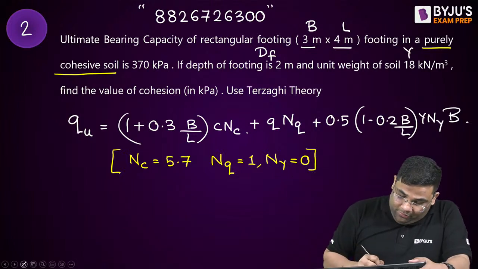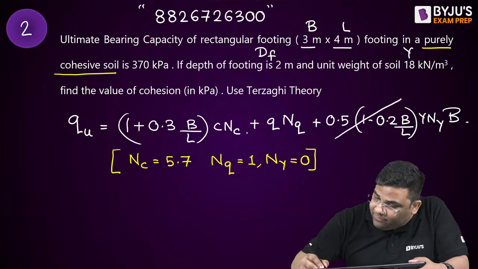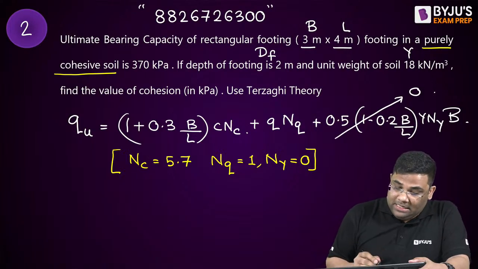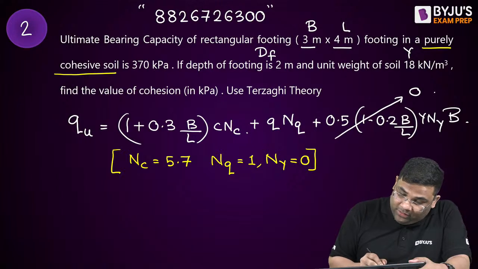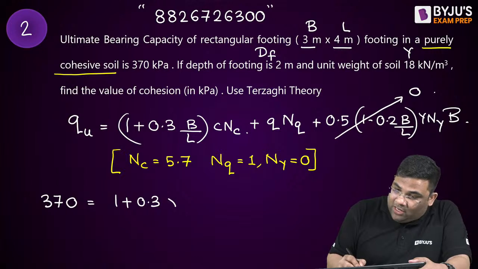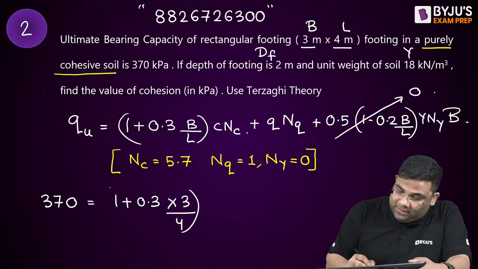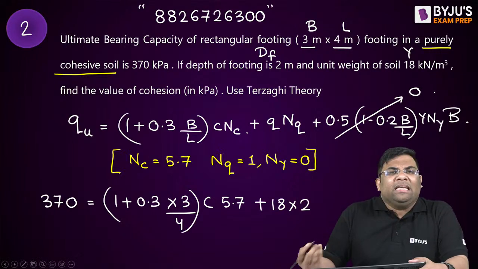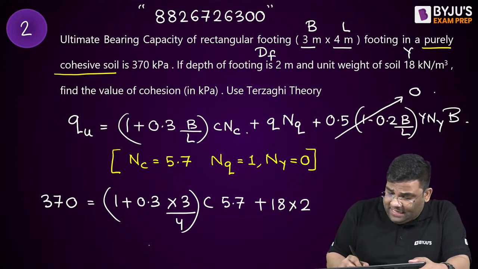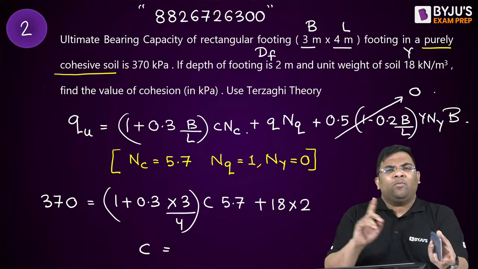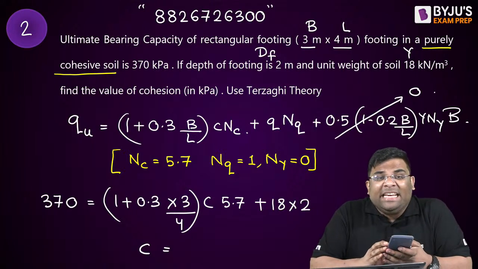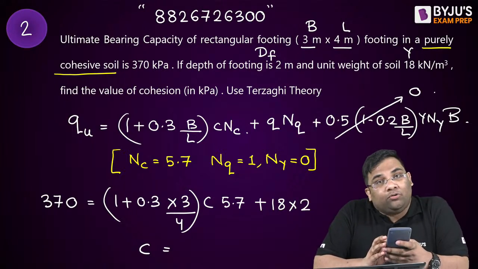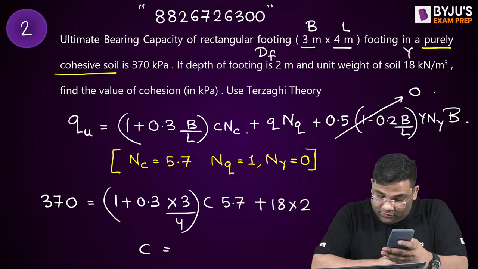Now, here you see N gamma is 0. So, this term is 0. So, we just ignore it. Now, in this equation qu is given as 370, which is equal to 1 plus 0.3, B is given as 3, L is given as 4, C into 5.7 plus, what is q? q is gamma Df, right? So, gamma into Df, and Nq is anyhow 1. So, from this, how much am I getting? Tell me, what is the answer? Very straightforward, but you need to know the formula and the fact that Nc is 5.7 and Nq is 1 and N gamma is 0, that you should know. So, please tell me, what's the answer to this?